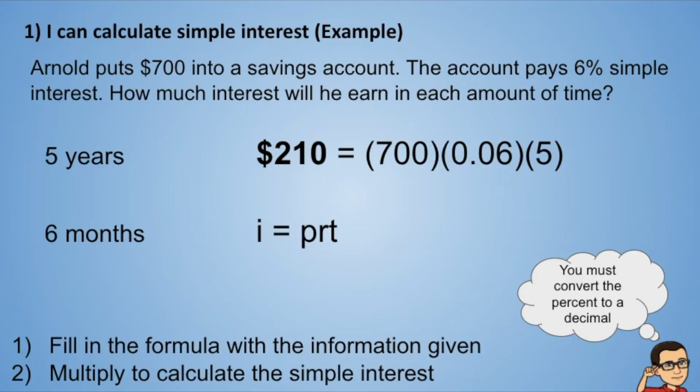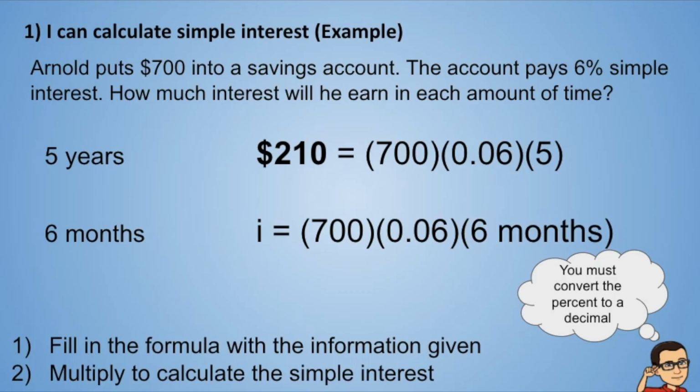Step 1 is to fill in the formula with the information given. P, or the principal, is equal to 700. R, or the rate, is equal to 6%, which we already converted to 0.06. And T, or the time for this one, is going to look a little different. Because if you remember, the time is represented in years. And for this problem, we have 6 months.